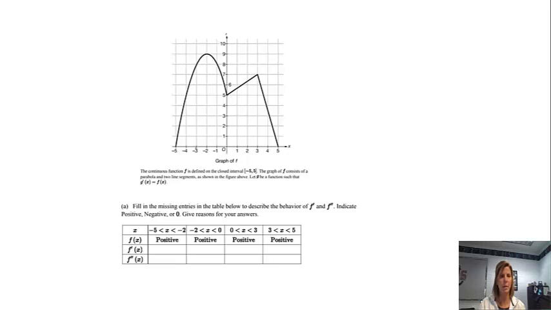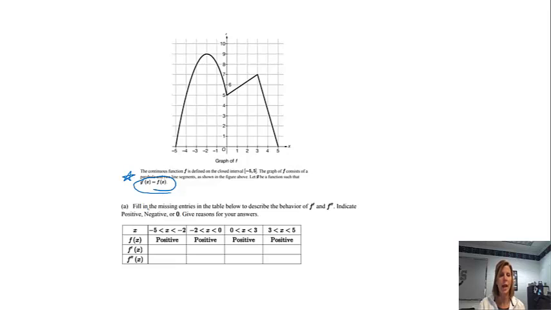Alrighty, AP style problem number 3. You'll notice, if you can read it, the continuous function f is defined on the closed interval -5 to 5. The graph of f consists of a parabola and 2 line segments, as shown in the figure above. Let g be a function such that g prime of x is equal to f of x. I'm just going to circle that for right now. We're going to maybe need that in a little while.